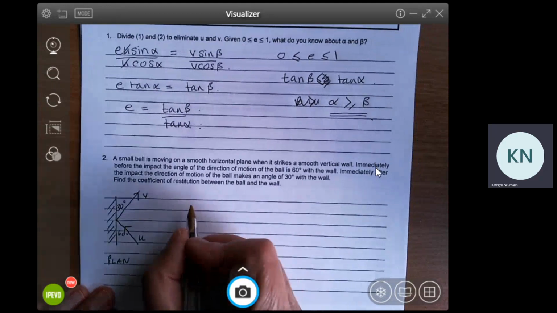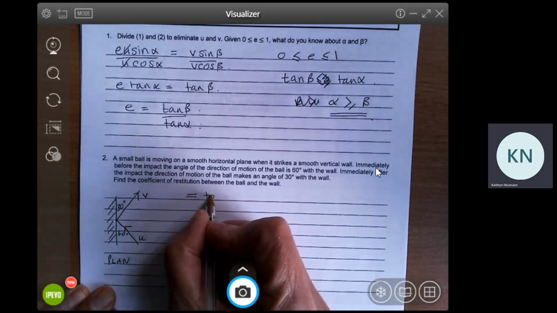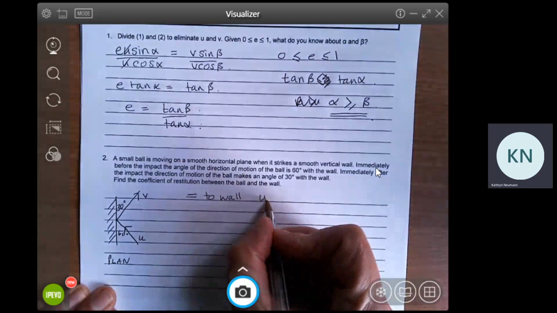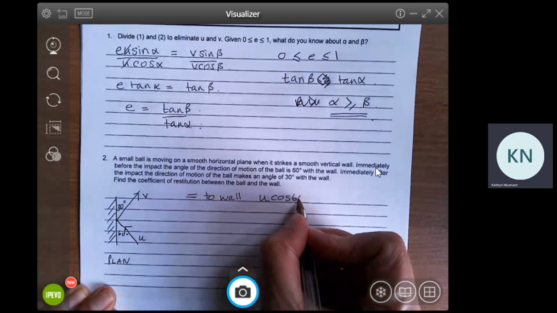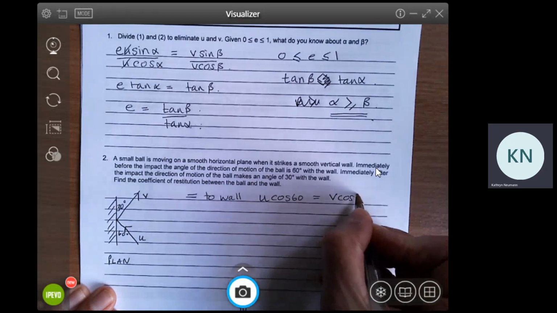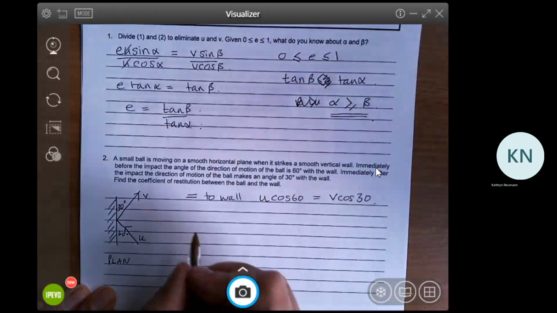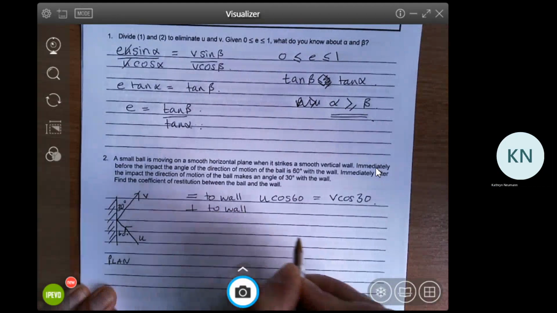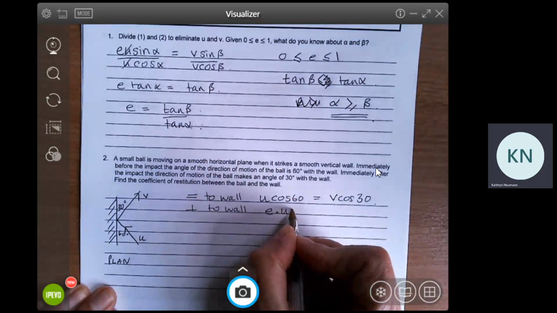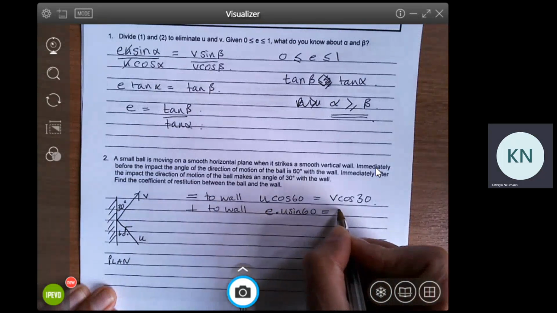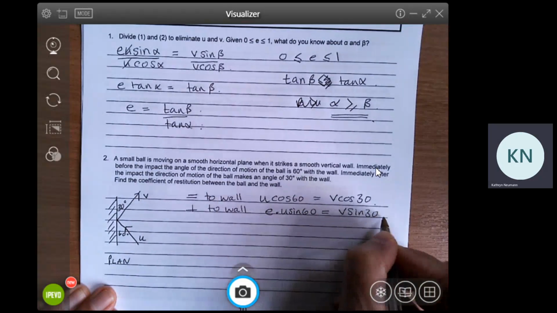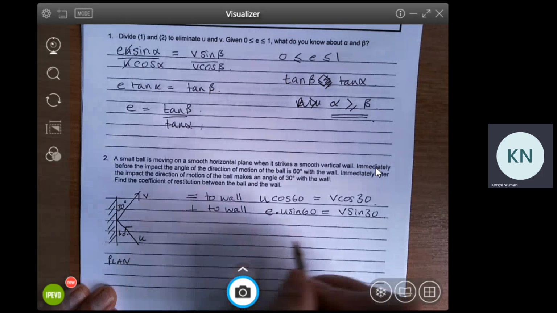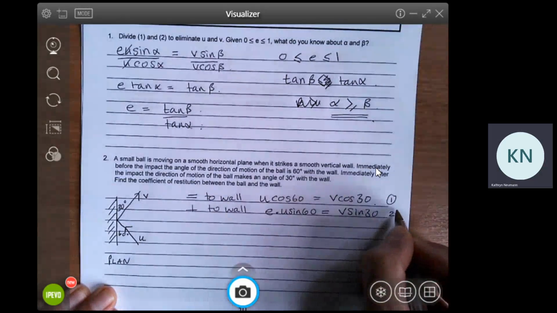So in these problems, we're going to resolve parallel to the wall. There's no change in the velocity. So that tells me that u cos 60 is equal to v cos 30. Perpendicular to the wall, we know that e times u sin 60 is equal to v sin 30, because we're using Newton's law of restitution now. So we'll call this equation 1 and call this equation 2.